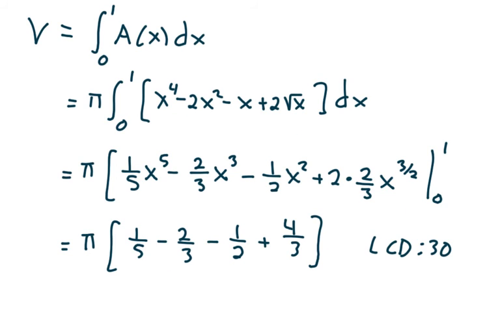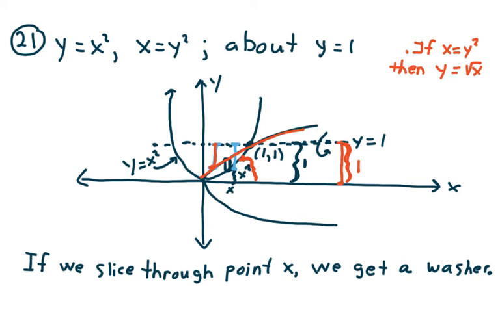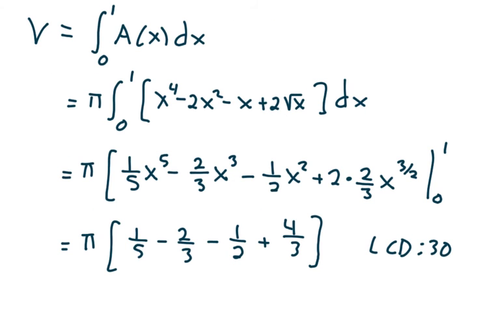So the volume is the integral from 0 to 1. And just by the way, notice how the graphs meet at (0, 0) and (1, 1). So x is going from 0 to 1. So we're going to take the integral from 0 to 1 of A of x dx, which is pi times the integral from 0 to 1 of x to the fourth minus 2x squared minus x plus 2 root x, which is pi times the quantity 1/5 x to the fifth minus 2/3 x to the third minus 1/2 x squared plus 2 times 2/3 x to the 3/2, evaluated from 0 to 1.